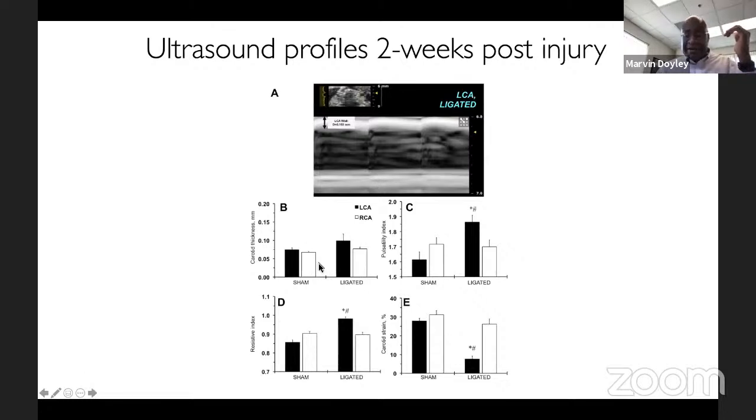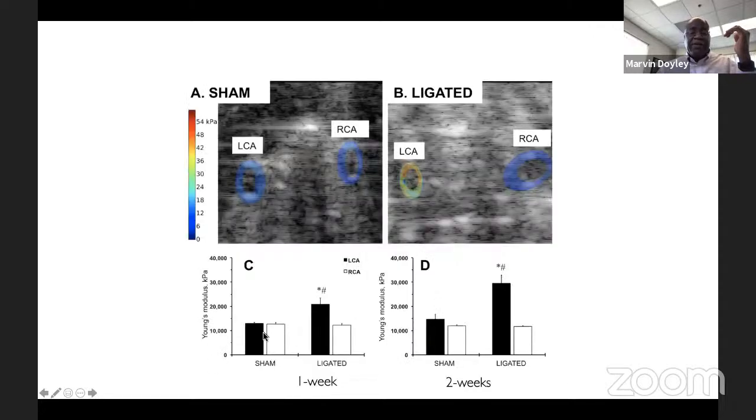Control versus the ligated. But if you do the elastogram, you clearly see a difference one week earlier. You see a huge difference between the ligated model, or the disease model, and even two weeks later, you see a greater difference. So what we were saying here is that just using the mechanics, we are much more sensitive than that.